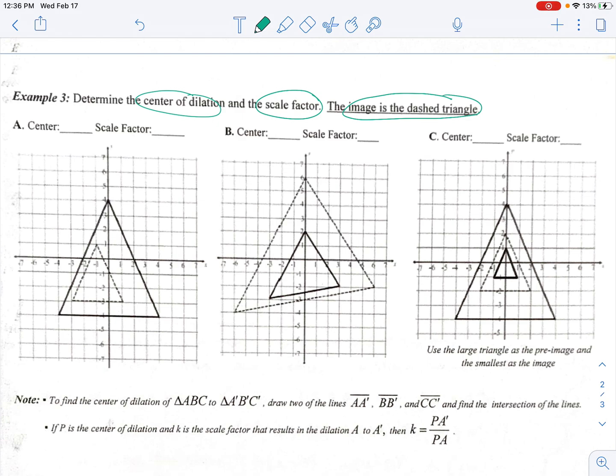So to find the center first, we're going to take corresponding points and draw lines through them, and we're going to see where all those lines intersect. So here's an example. This top point right here and this point right here are corresponding points. They kind of go together. So we're going to draw a line between those two using our ruler. Okay, so there's our line. We're going to do the same thing with the other point. So this point matches with this point. Let's draw that line. And then finally our last one. I'm going to connect those two.